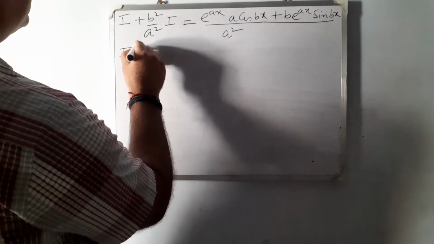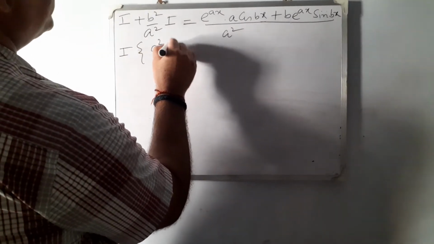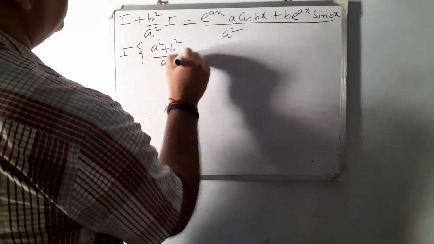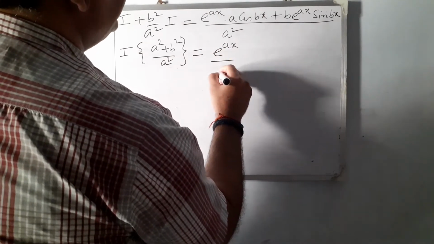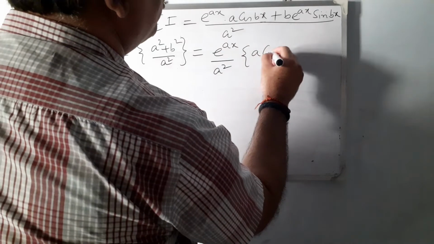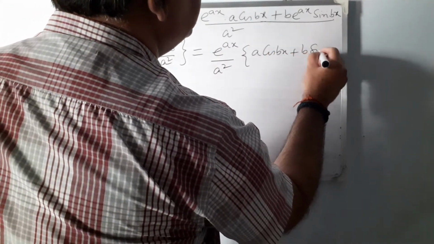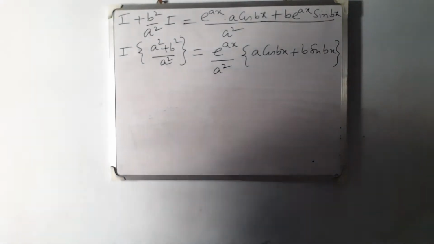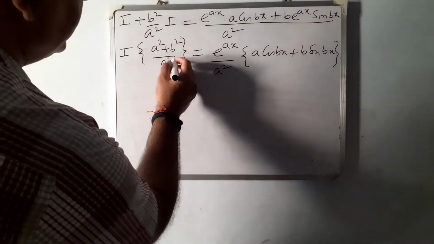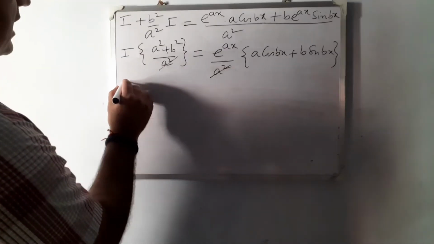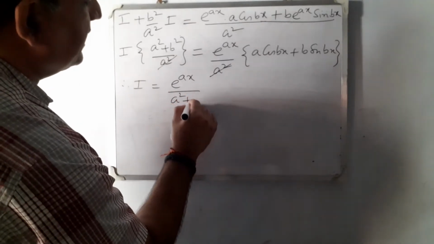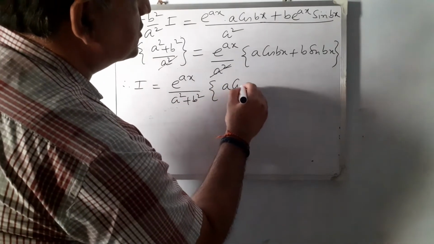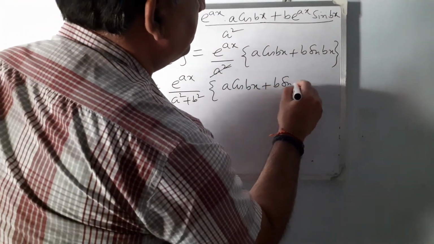If you take I common, you will get in the bracket (a square plus b square) by a square, bracket closed, is equal to, here you can take e power ax common, that is by a square. In the bracket you will get a cos bx plus b sin bx. Similarly, here you find a square cancels out, and therefore I is equal to e power ax by (a square plus b square), and in the bracket you will have a cos bx plus b sin bx.